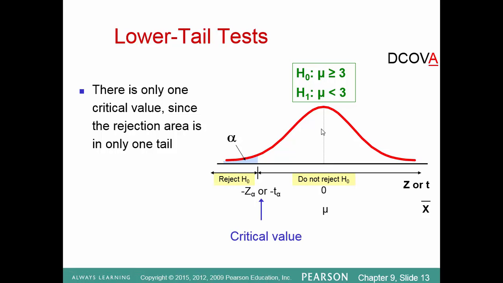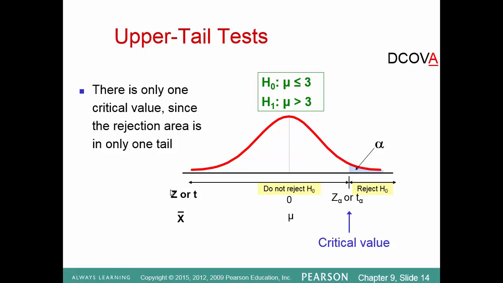So here's an example of a lower tailed test. If the null hypothesis is that the mean is greater than or equal to 3, the only place we can find evidence to reject that is if we find strong evidence that the mean is less than 3, and that happens down here in the lower tail. So we only have one critical value in a lower tailed test and an upper tailed test.